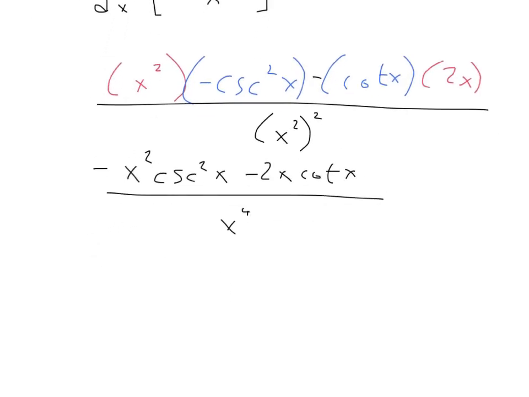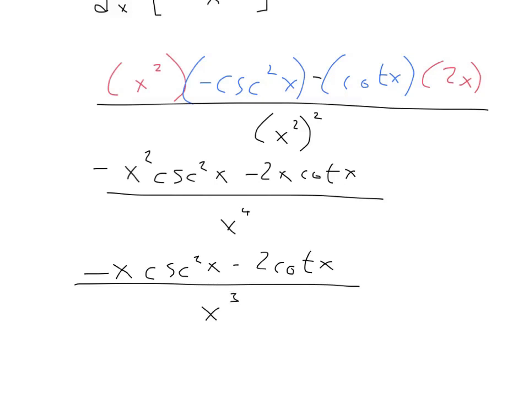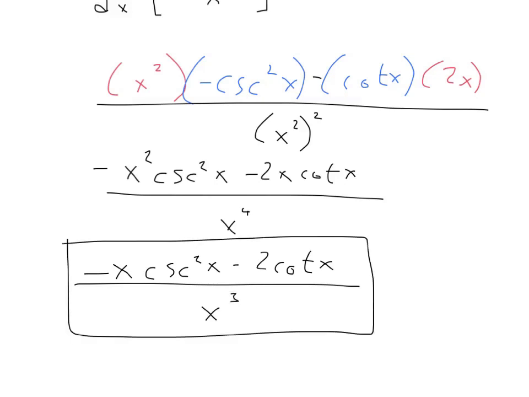The only other thing I can see to do here is that you'll notice that all three of these terms have at least one factor of x. So that means I could divide out an x from each, and get a slightly simpler answer. Negative x cosecant squared x minus 2 cotangent x all over x cubed. And there it is. That's my derivative. That's the best I can do. Keep in mind, you can use the quotient rule to find the equation of tangent lines. You can do anything you would have done with a derivative, you can do using the quotient rule.